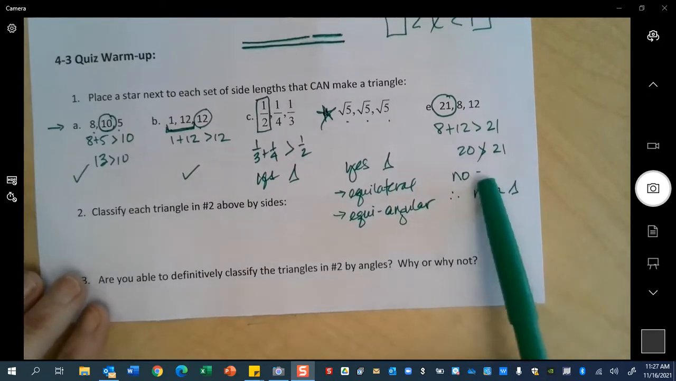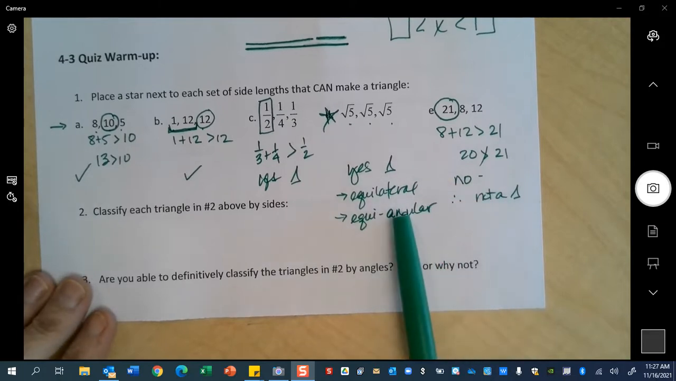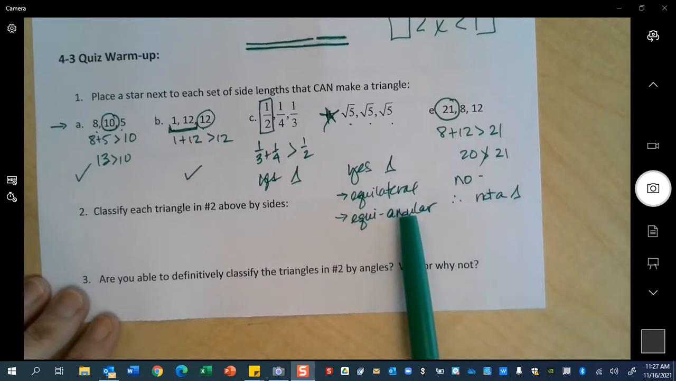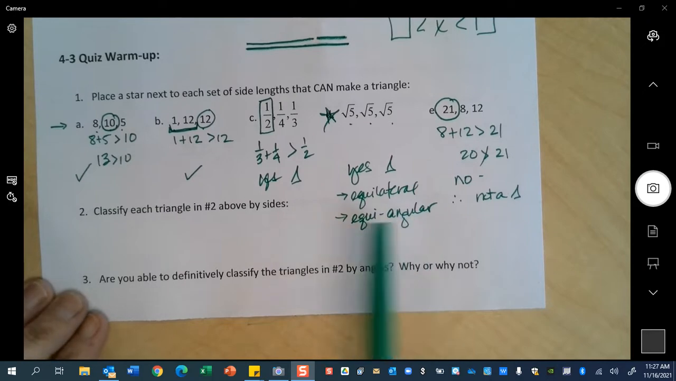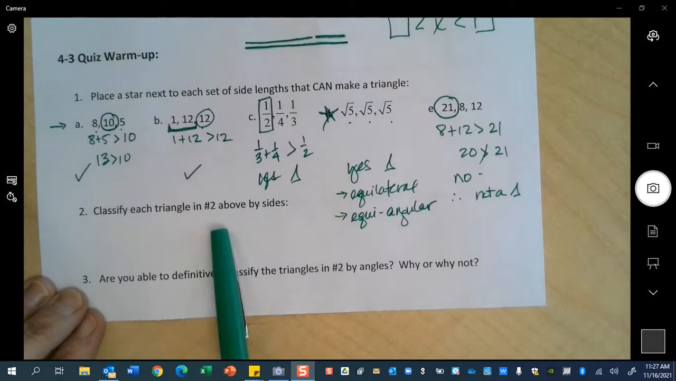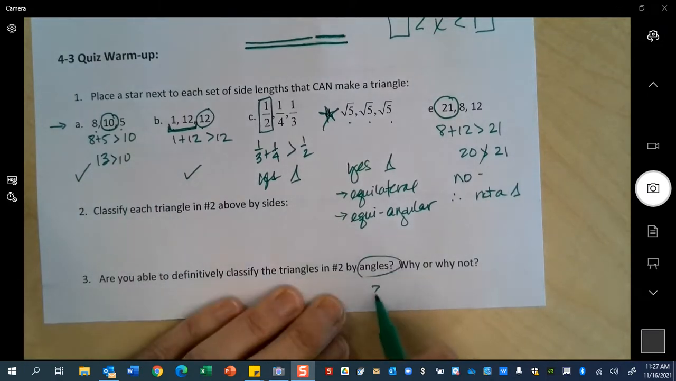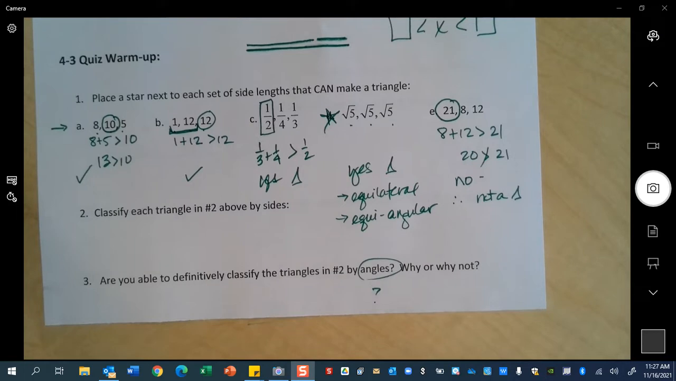All right, so this one's not a triangle. We don't have to worry about classifying him. This one we got equilateral and equiangular, easy peasy. Talk to your group mates about classifying A, B, and C by sides, and then talk about whether or not you can classify it by angles. On your mark and set, talk.